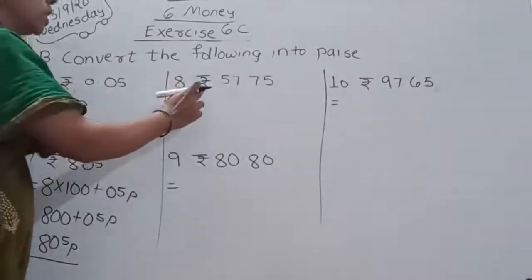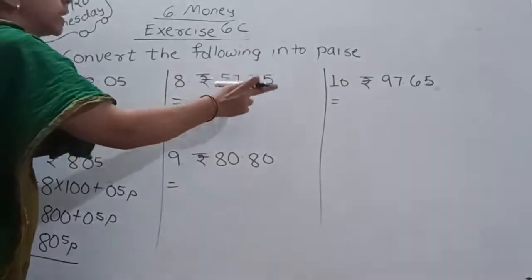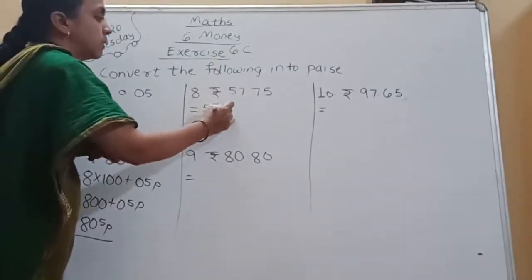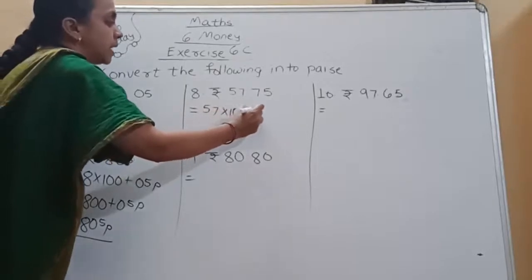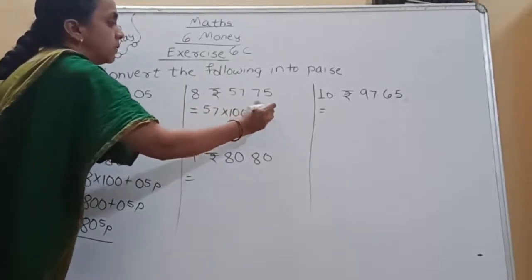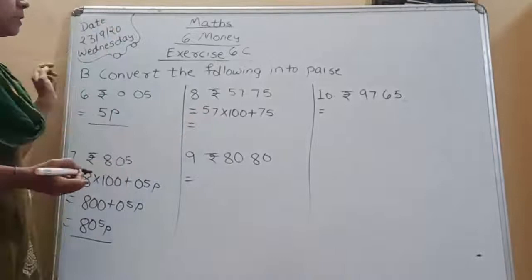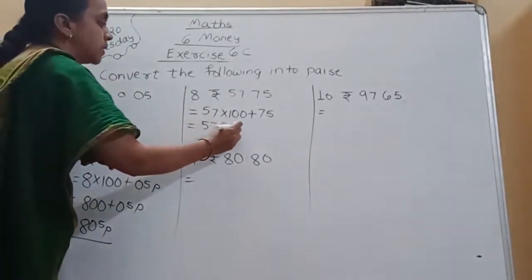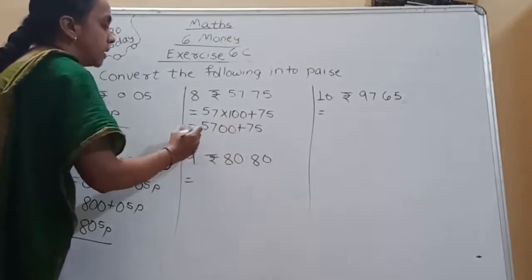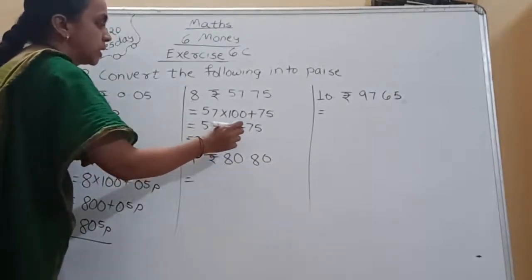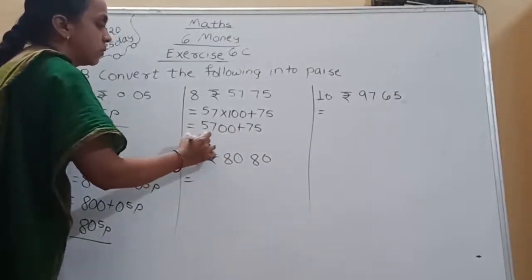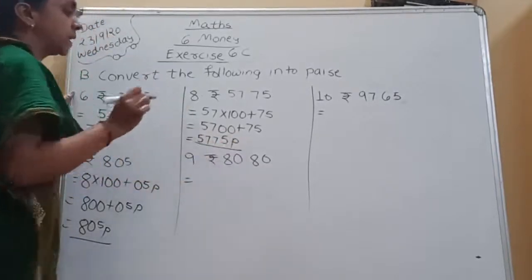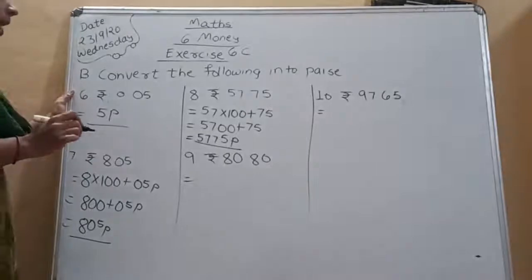Then 8th question, rupees 57.75. So rupees 57 means what? 57 multiplied by 100 plus 75. 57 multiplied by 100 means 5700 plus 75. So 5700 plus 75 equal to 5775 paise. So this is our answer.